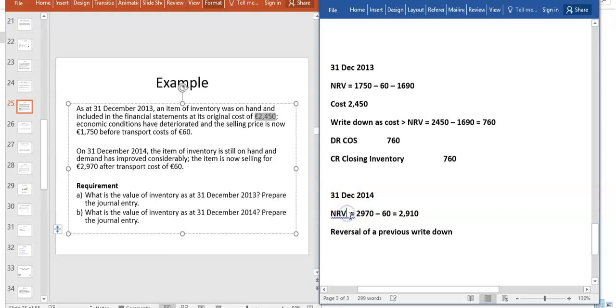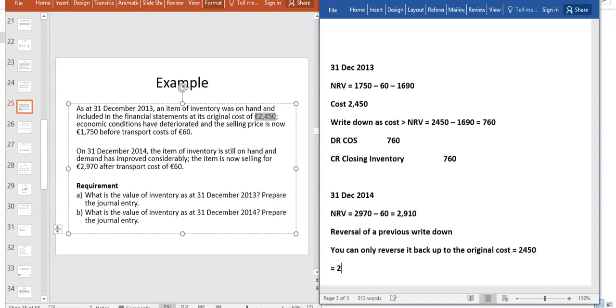So we're saying the conditions have reversed. Now, what a lot of students incorrectly do is they say, well, that means I'm going to reverse it and compare the 1690 to the 2910 and create a reversal of 1220. That's not correct. The reason it's not correct is you can only reverse it back up to the original cost, which in this case is 2450.